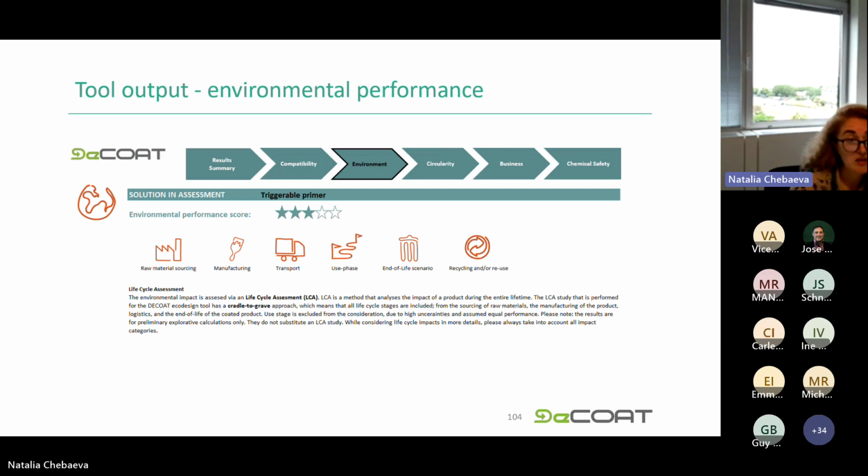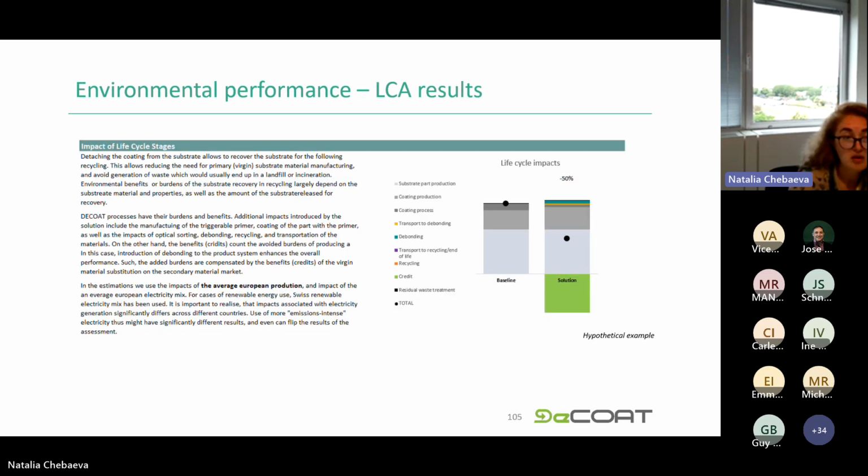Then the second core is the environmental performance. Here we take a life cycle analysis perspective on environmental performance, and we base our assessment on a high-level screening life cycle assessment, based on very limited information that is provided within the tool. So please keep in mind that it's very indicative. It's based on average European production processes and average European electricity mixes, or a renewable energy mix was taken, for example, the Swiss renewable electricity mix.